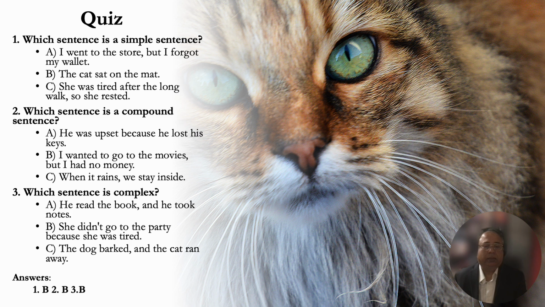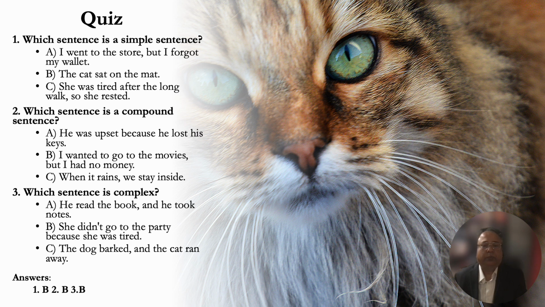Number 3, B is a complex sentence. Now, do you remember that we studied a complex sentence is a combination of what? An independent clause and a dependent clause. "Because she was tired." That's incomplete, correct? "Because she was tired, she didn't go to the party." Now you could reverse the order. But I prefer to use "because" as a conjunction. So "she didn't go to the party because she was tired" is better, I think.